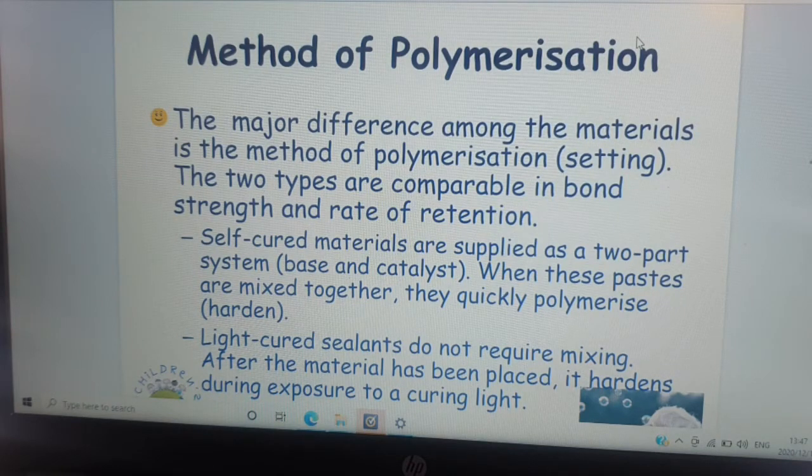Then the second type, which is the light-cured one, the commonly used one, as I'd mentioned before, makes use of a curing light that is used to harden the material. So they are packaged as single component systems that are activated by a curing light. The advantage of this one is that there's increased working time, and the operator, being the dentist, has control of the setting time, and there is no mixing required in the process.